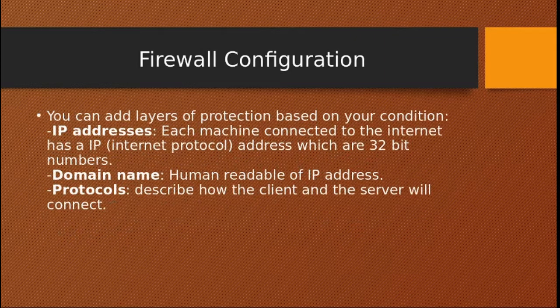Firewall configuration. You can add layers of protection based on your condition. IP addresses. Each machine connected to the internet has an IP, Internet Protocol, address, which is a 32-bit number. Domain name, the human readable form of an IP address. Protocols describe how the client and the server will connect.